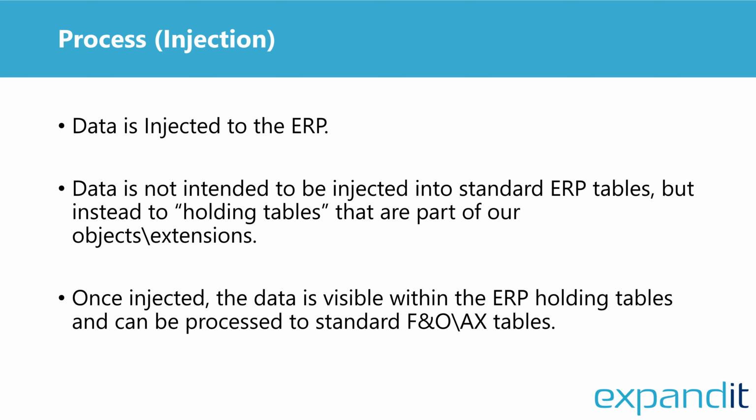So when our objects are installed in AX, part of that includes not just the creation of the views, but the holding tables, also some code that will do the conversion, which we'll touch on later. Once injected, the data will be visible in the ERP holding tables. And then at which point you can open up through the UI, say through F&O, you can pull up our piece, you can view the data, and you can process it utilizing the code through some commands. So this can be automated or it can be done by hand.